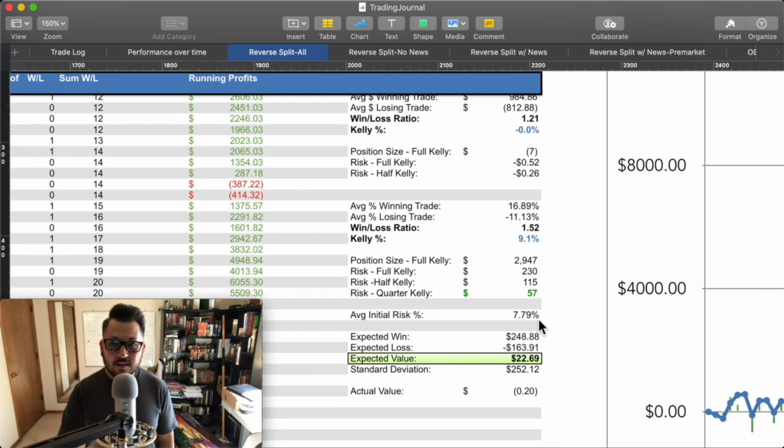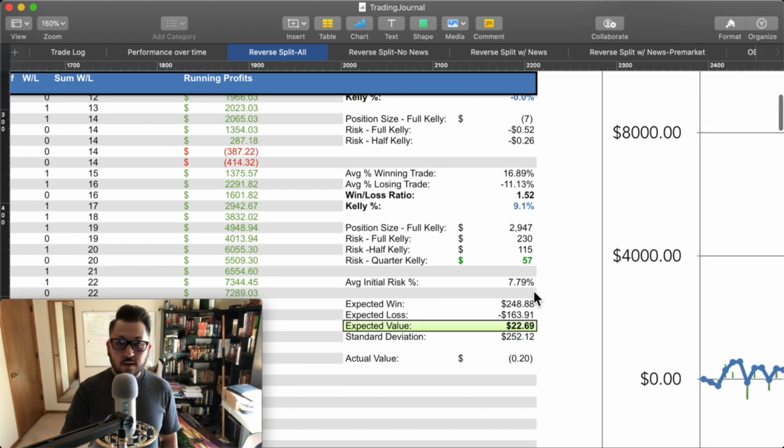And then let's see the average initial risk. I actually just am using that to calculate my position size, because the Kelly criterion will tell you the total position size that you should risk on a given trade. But because I calculate my position sizes based off of my risk level, I want it to tell me how much dollar risk I should take per trade. And then that dollar risk is going to dictate the position size from there.